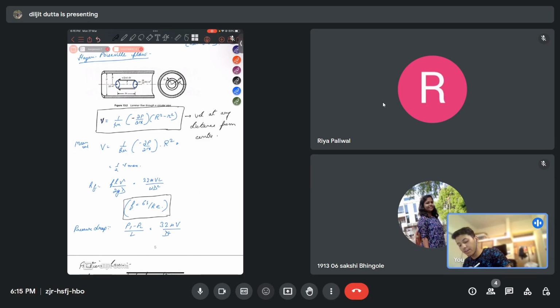And if we average this value along the cross section of the pipe, we will get the average value. This average value, or the mean velocity, is given by this formula: 1 by 8 mu into minus del P by del x into capital R square, and this is equal to half of V max. V max is the maximum velocity at the center of the pipe.